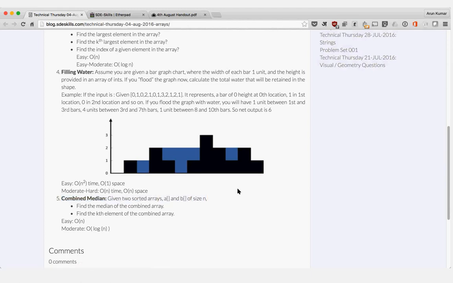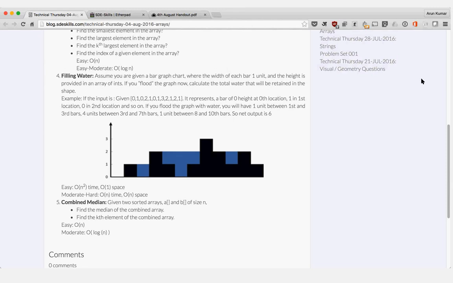So here is the observation that at any given cell I, suppose your max L is the height of the highest bar to the left, and max R is the height of the highest bar to the right. Now your water level can be the minimum of max L and max R.